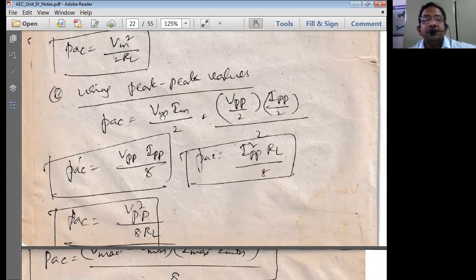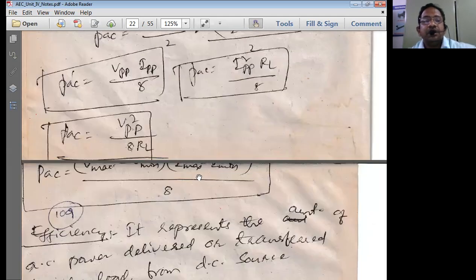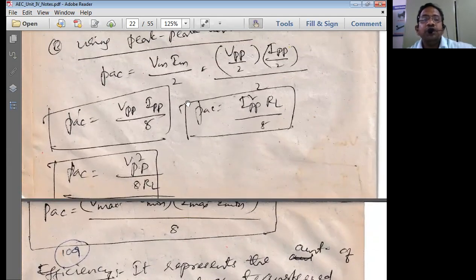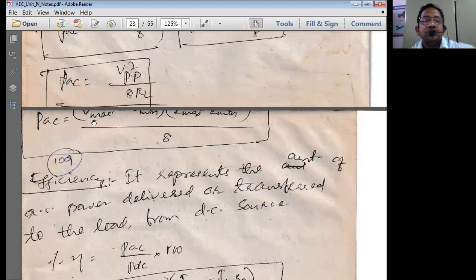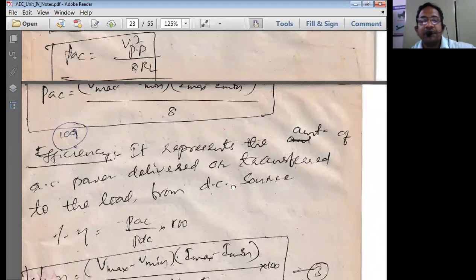So VM is nothing but V peak to peak by 2, and IM is I peak to peak by 2. Thereby I can write V peak to peak into I peak to peak by 8. This is 2 into 2, 4; 4 into 2, 8. This is the formula I can have. V peak to peak is Vmax minus Vmin, and I peak to peak is Imax minus Imin, by 8 as it is. So this is known as the output AC power.